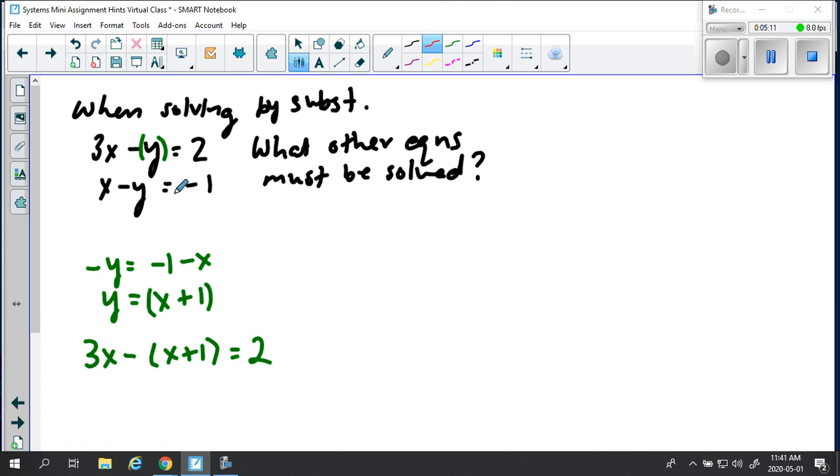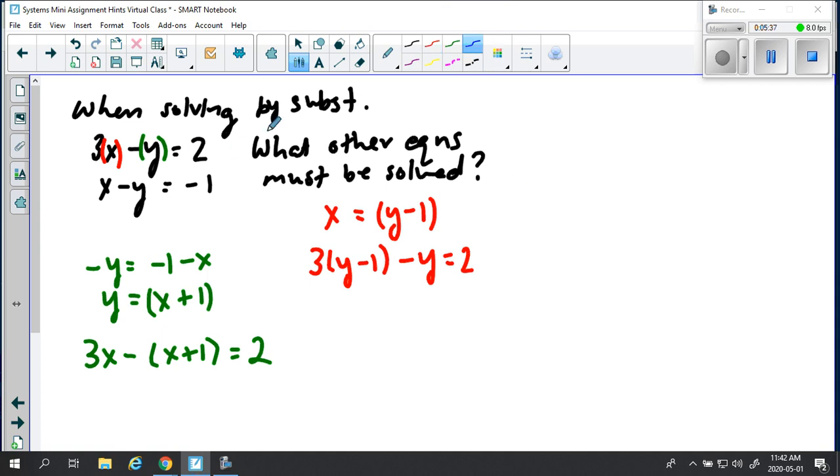Like, let's say that you chose to isolate x first. So x is equal to y minus 1. So if we move the y to the other side, we're going to get positive y. So then we could substitute this in for this x. So maybe then we write an equation that looks like this with only y's in it. And then we might have to solve that equation, right?